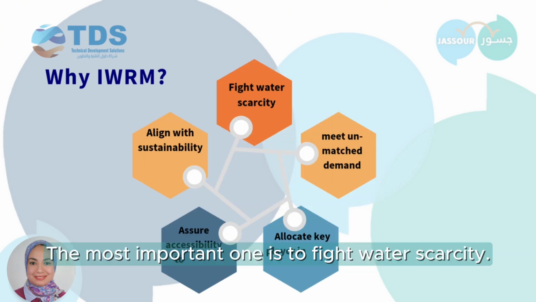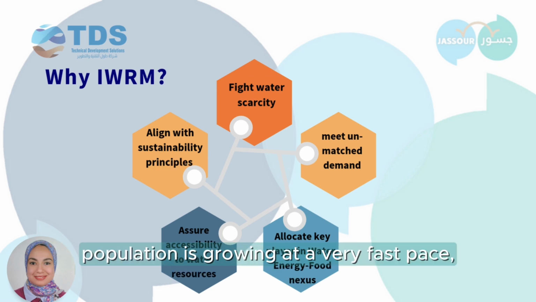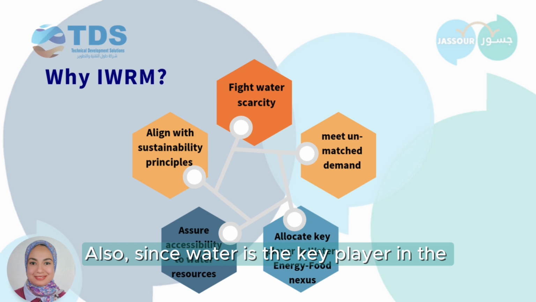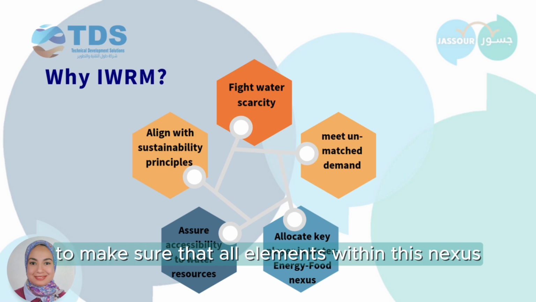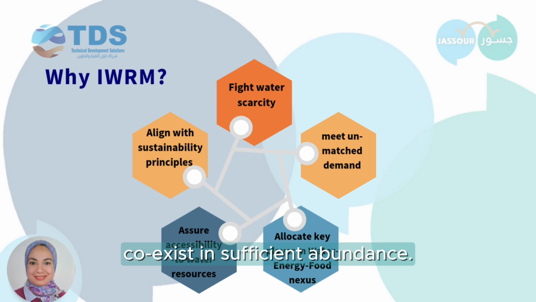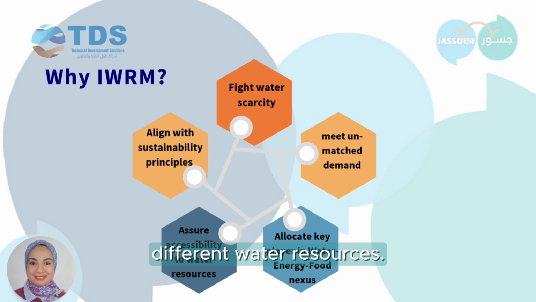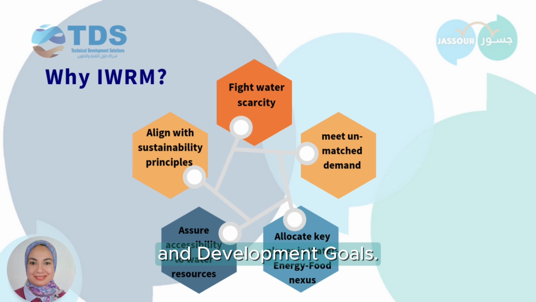The most important one is to fight water scarcity. And since the world population is growing at a very fast pace, we need IWRM to meet the unmatched water demand. Also, since water is the key player in the water-energy-food nexus, we need IWRM to make sure that all elements within this nexus coexist in sufficient abundance. We also need IWRM to assure accessibility to different water resources. And last but not the least, to align with the global sustainability principles and development goals.